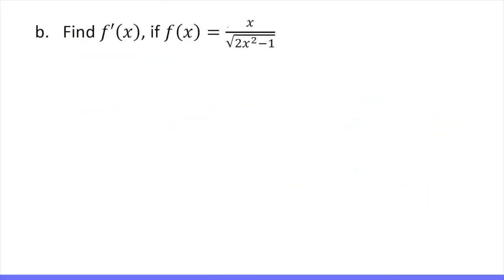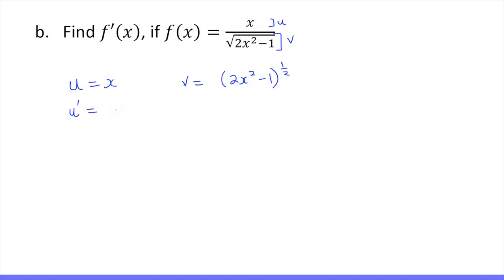Next one, f of x. Find the derivative if f of x is equal to x on the square root of 2x squared minus 1. Again, this is u, this is v. Set up your table, u equals x, v equals, again, I'm just going to write it straight as to the power of a half. And now find the derivative.